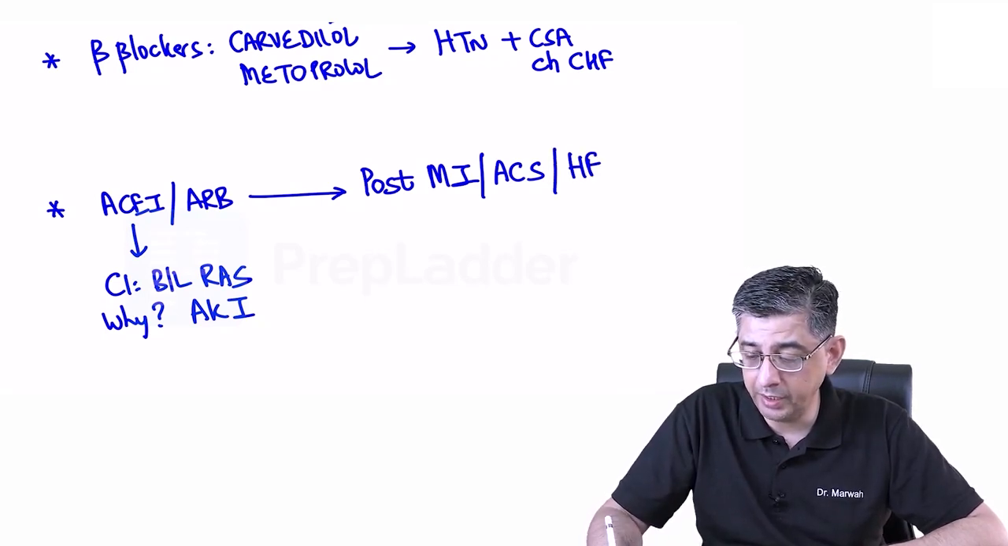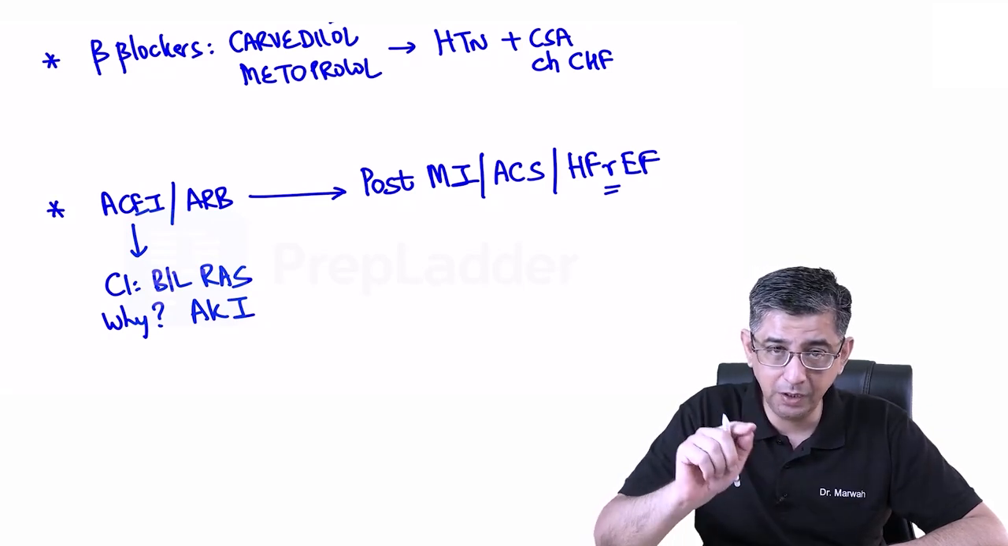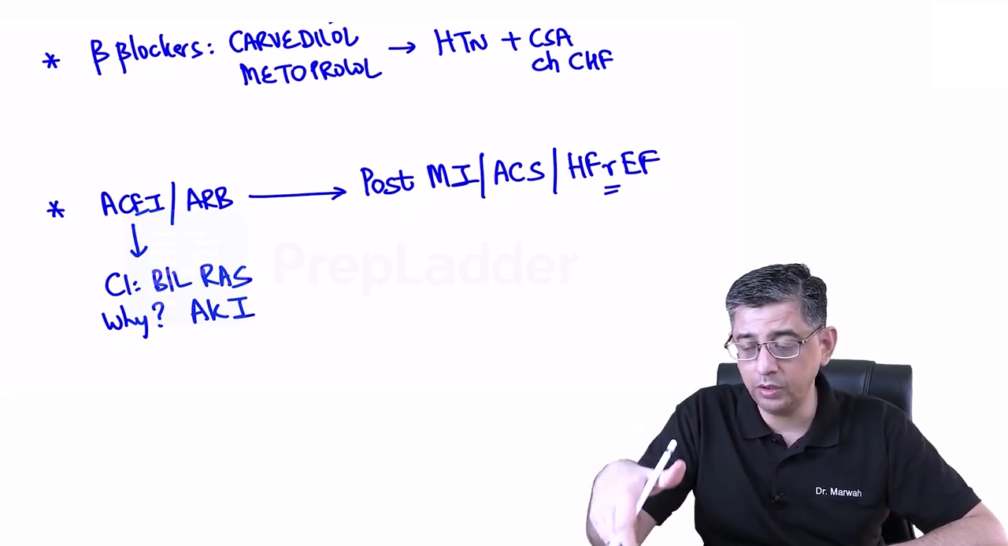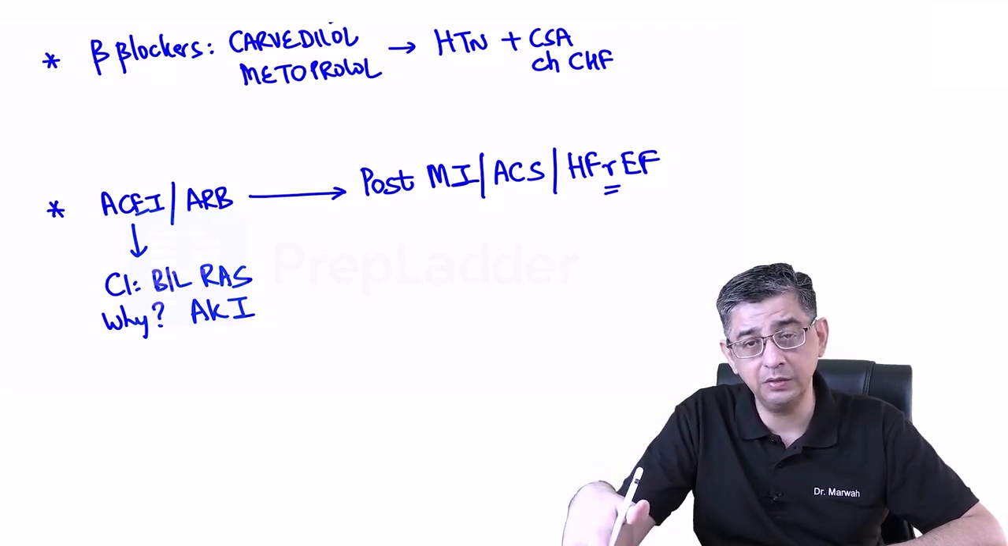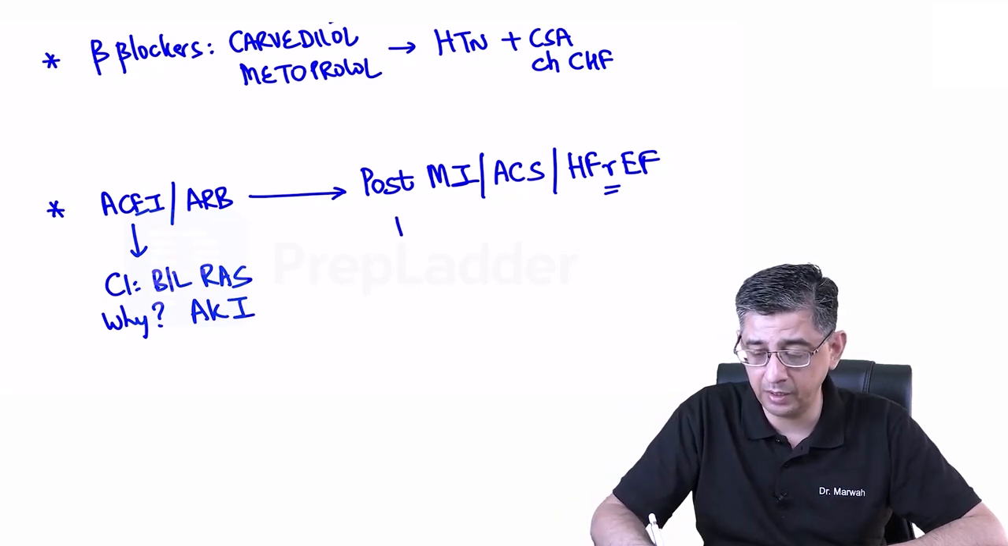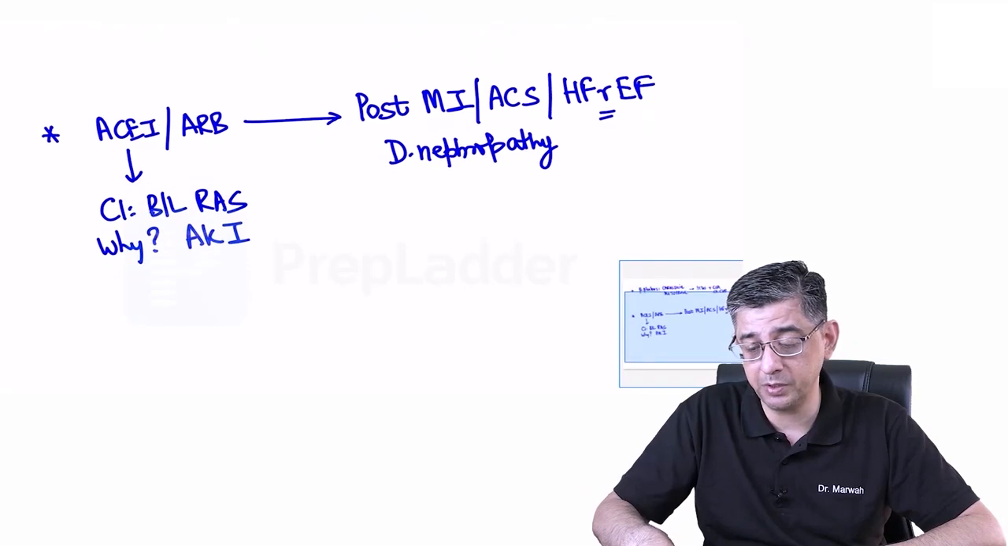The next important indication is heart failure with reduced ejection fraction. I taught you that if it's heart failure with preserved ejection fraction, then you are going to think in terms of aldosterone antagonist. But if it is heart failure with reduced ejection fraction, ACE inhibitors definitely matter. And even in diabetic nephropathy, because there is a high renin hypertension, ACE inhibitors would be prescribed.